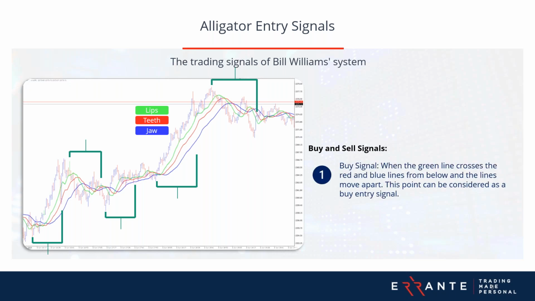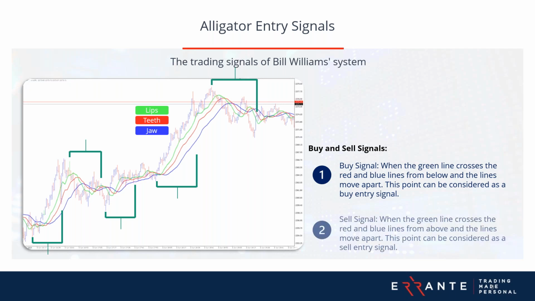To generate entry signals with the alligator, look for the lips crossing the teeth and jaw. A buy signal occurs when the lips cross from below and the lines move apart, indicating a strong upward trend plus gathering positive momentum. Conversely, a sell signal occurs when the lips cross from above and the lines move apart, indicating a strong downward trend.